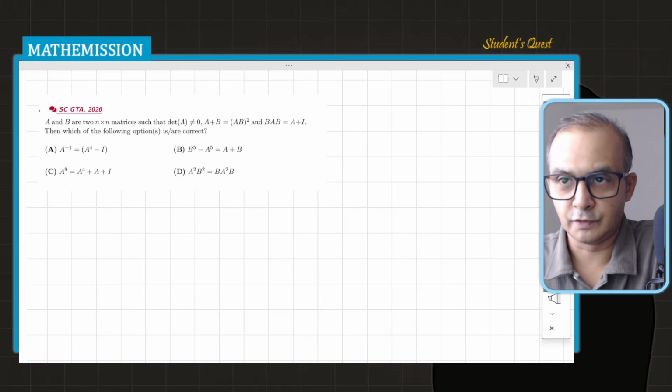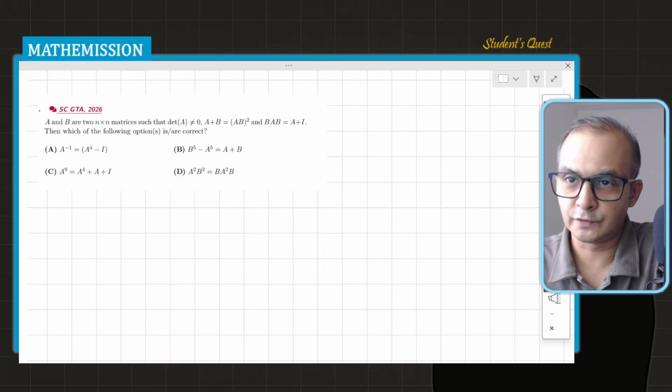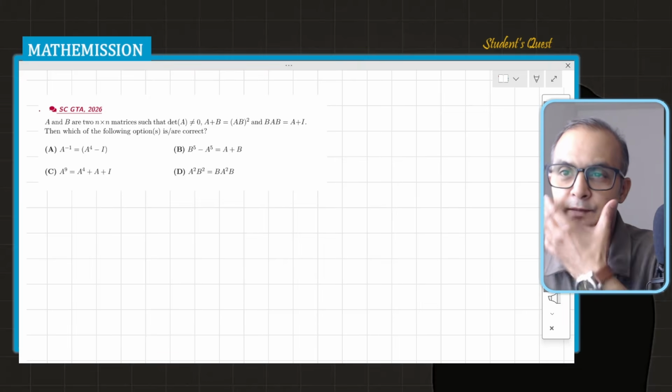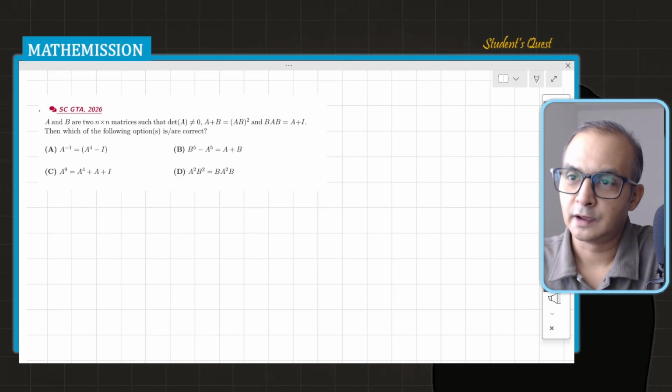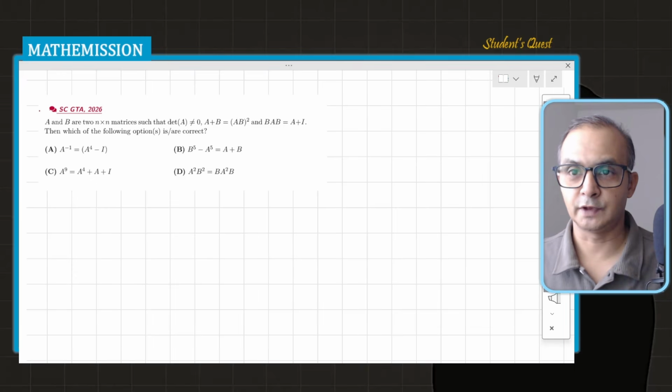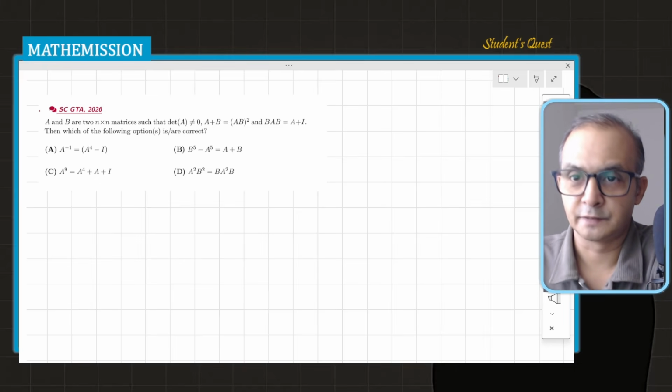Alright, so we will start today with this question. This is the question from matrix. A and B are two n by n matrices such that determinant of A is not equal to 0 and A plus B is equal to (AB) whole square and BAB is A plus I. So we have to see which of the following statements are correct.